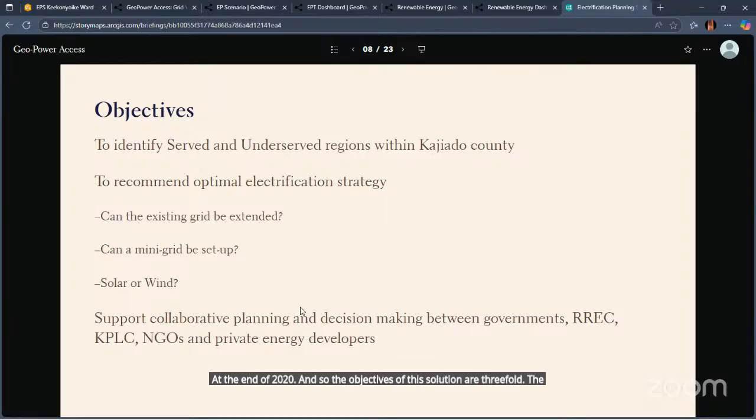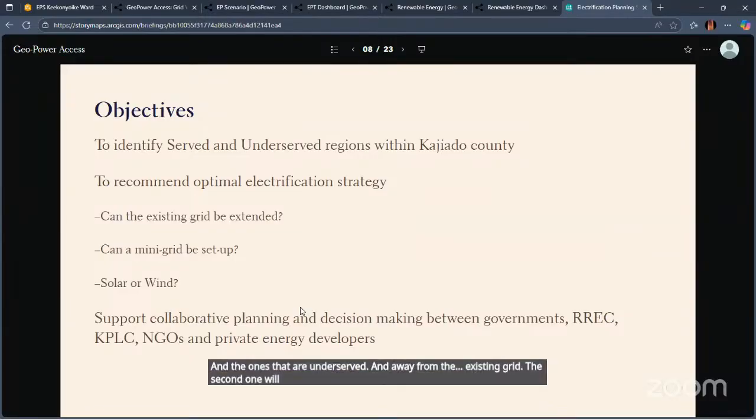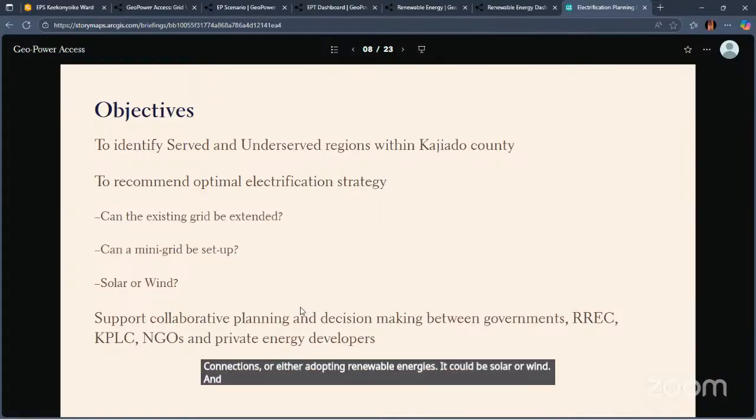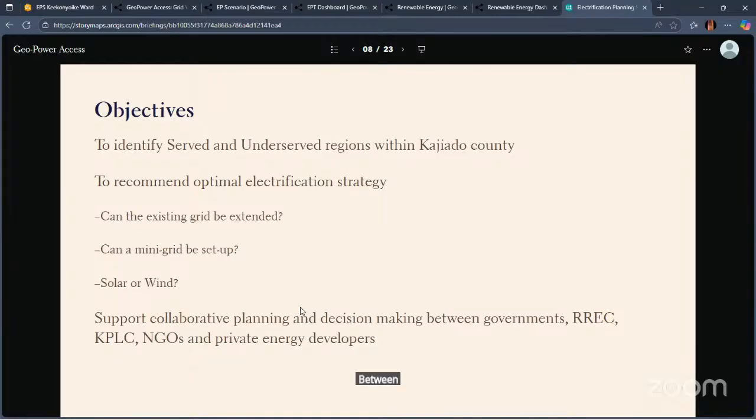The first is identification of the connected households and the ones that are underserved and away from the existing grid. The second is to recommend the optimal electrification plans, guided on whether it's extending the grid, setting up off-grid connections, or adopting renewable energies. It could be solar or wind. And the third is to provide a platform that will support collaborative planning between the various stakeholder managements.